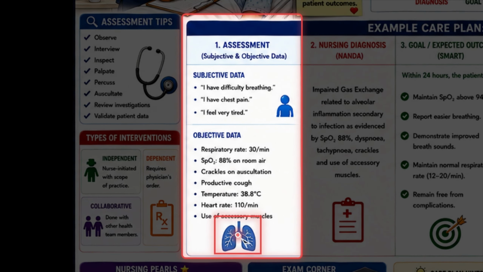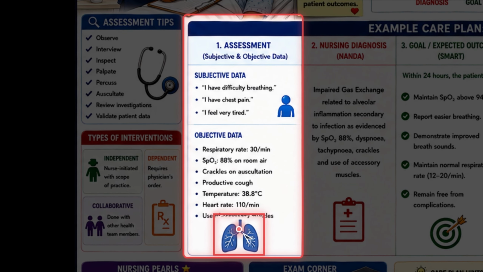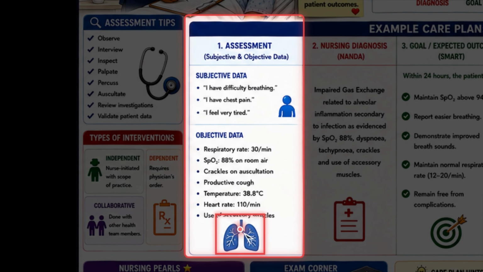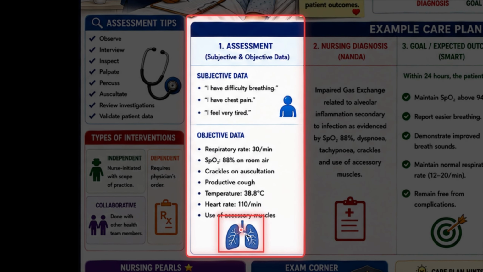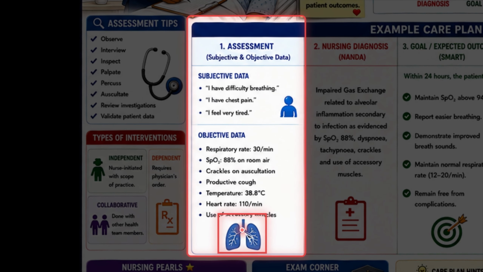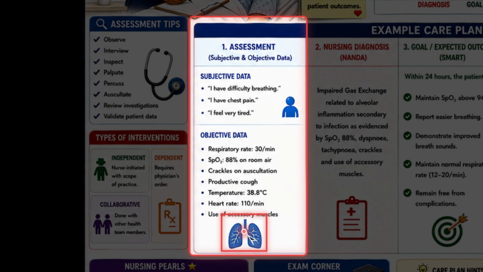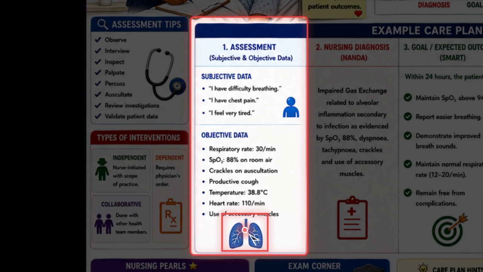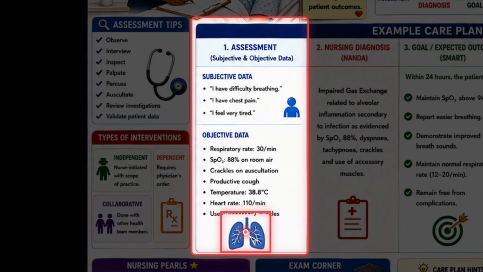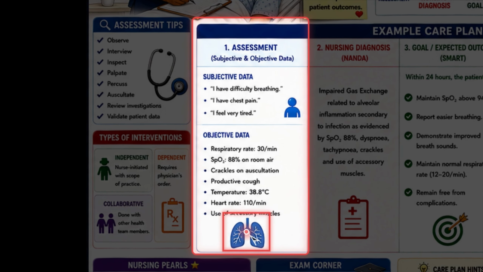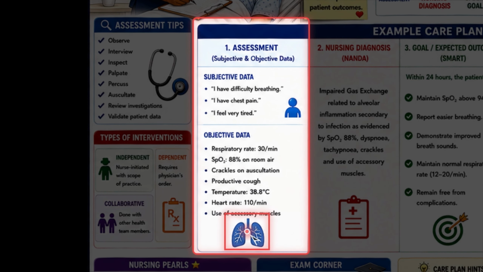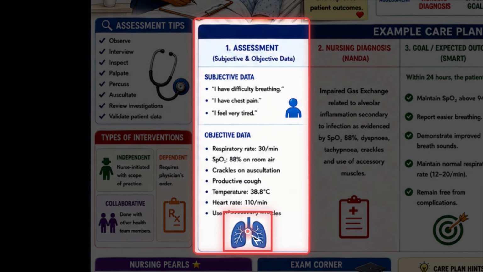The patient's respiratory rate is tachypneic at 30 breaths per minute. Oxygen saturation is critically compromised at 88% on room air. Auscultation reveals adventitious crackles in the lung fields due to alveolar fluid accumulation. A productive cough is present. Body temperature is elevated at 38.8 degrees Celsius, signaling systemic infection.